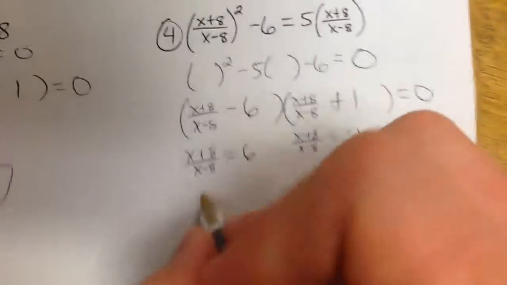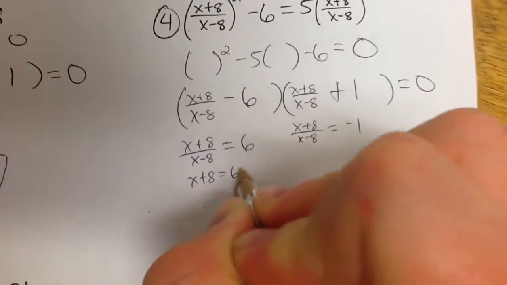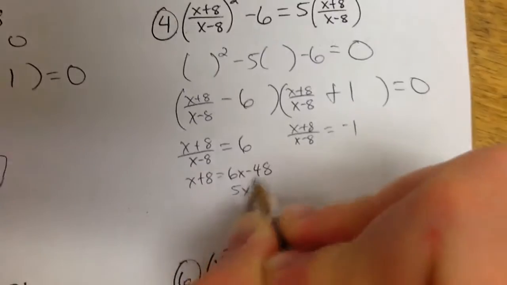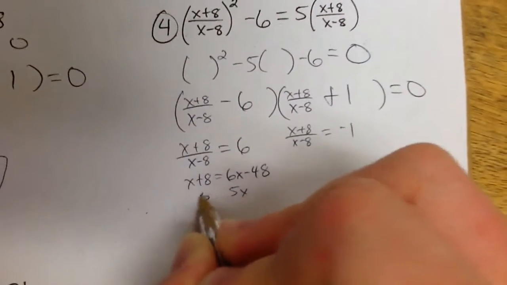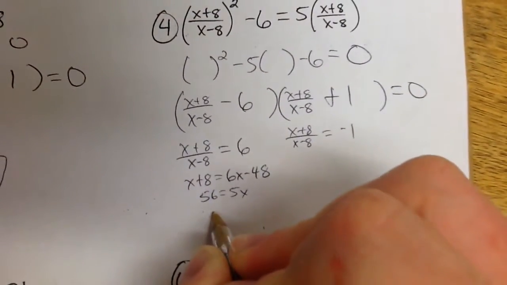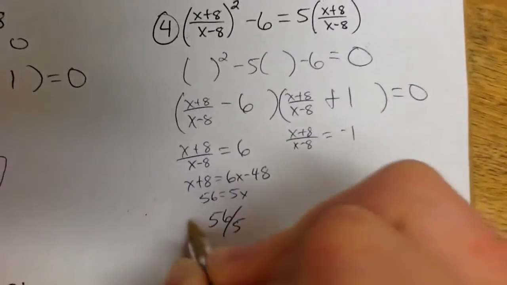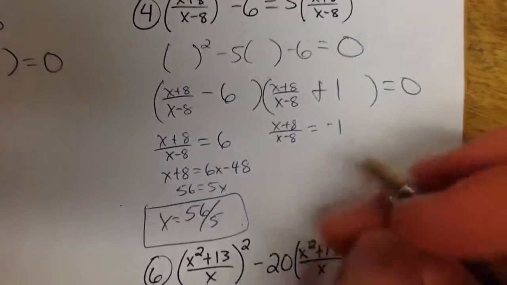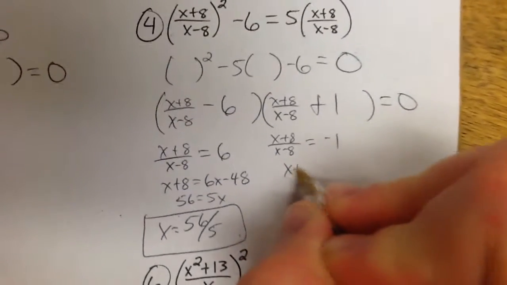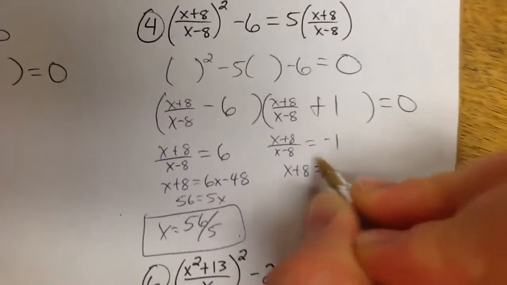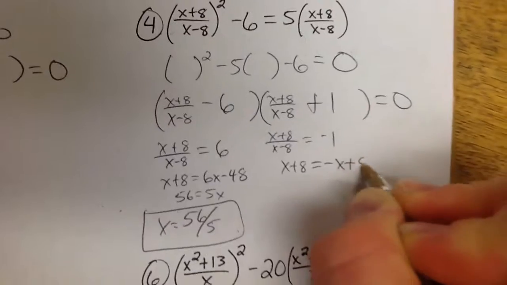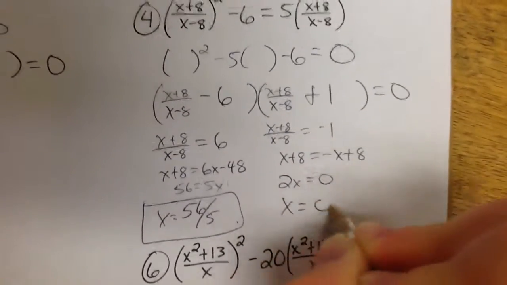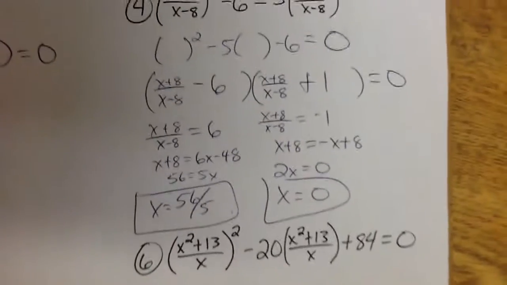Multiply by x minus 8, so x plus 8 equals 6x minus 48. Subtract x, you get 5x, add 48. You get 56, so x equals 56/5 is one answer. And then here, x plus 8 equals, multiply by x minus 8, so that'd be negative x plus 8. Add x, you get 2x, subtract 8, you get 0, so x equals 0. There we go.